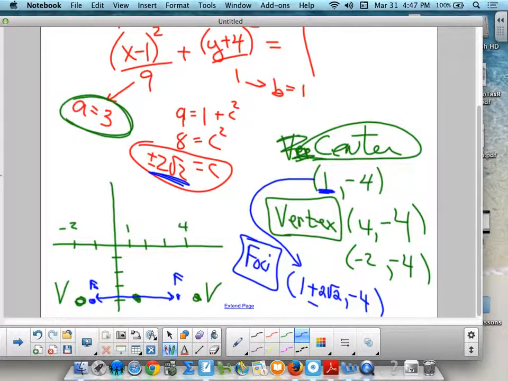If you did the sketch now from the center, you'd go up whatever b is. B is 1, up 1. Ooh, look at that. It's a skinny little thing, isn't it? And then down 1. This thing is really skinny. It's very, very elliptical. And there you go. That was it. All right.